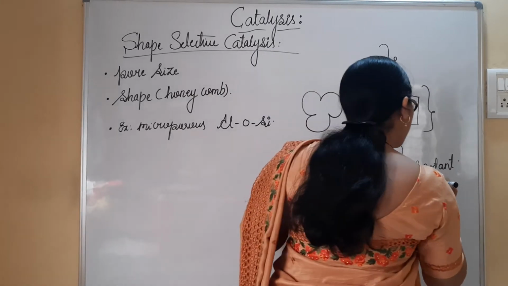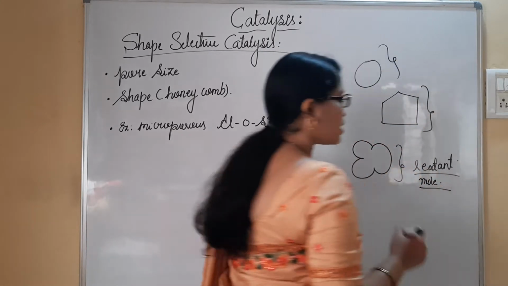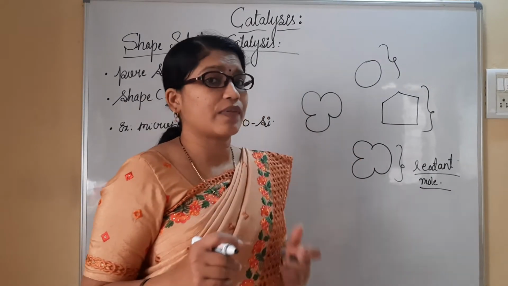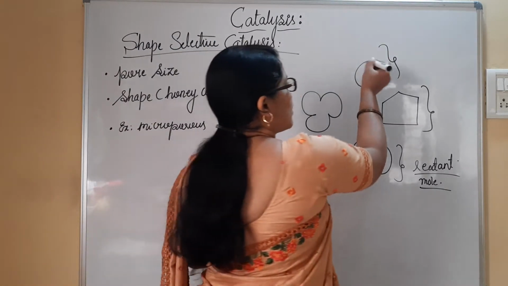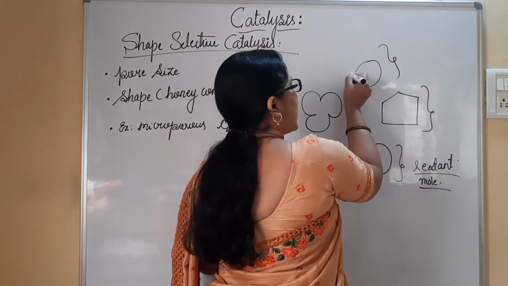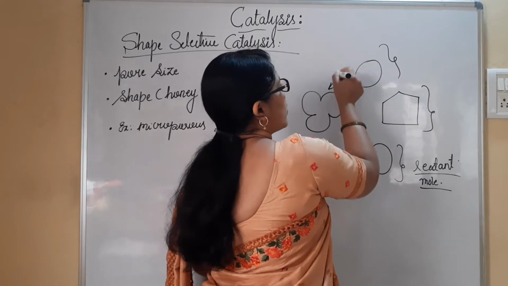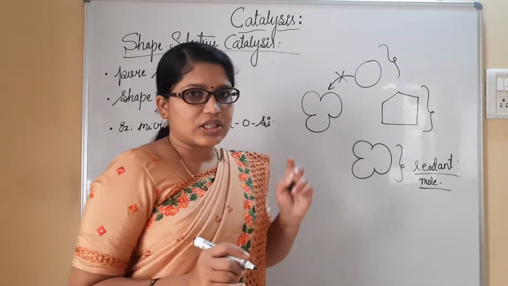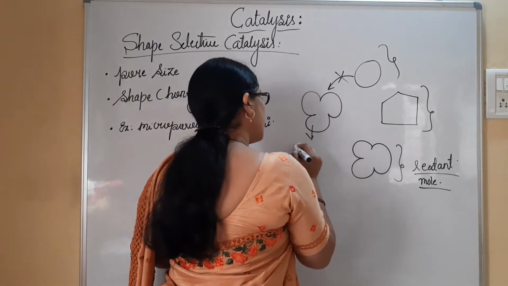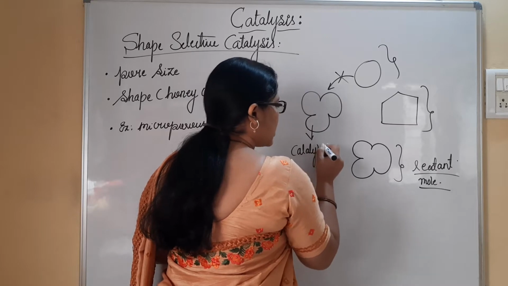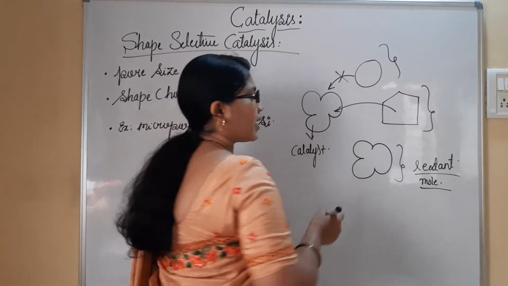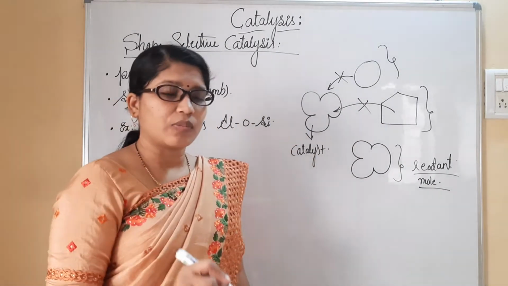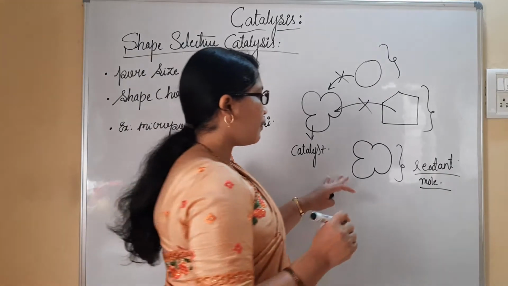Reactant molecules, or substrate molecules, are very selective about the shape of the catalyst. If this spherical substrate or reactant molecule comes and attaches here, no, the process is not going to take place because the shape is entirely different. This is considered to be a catalyst. Now let us see the second one. If this comes and attaches, no, this reaction is also not possible because the shape of the reactant molecule is different.